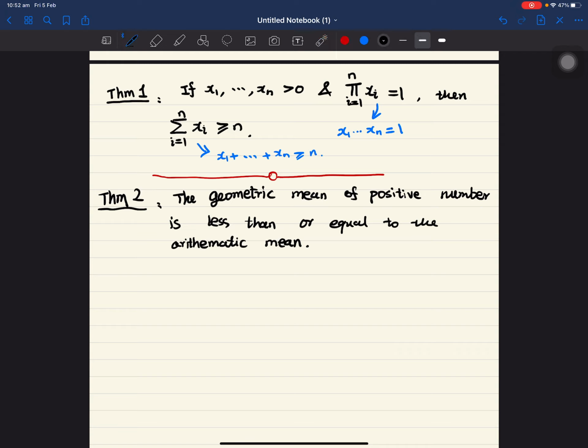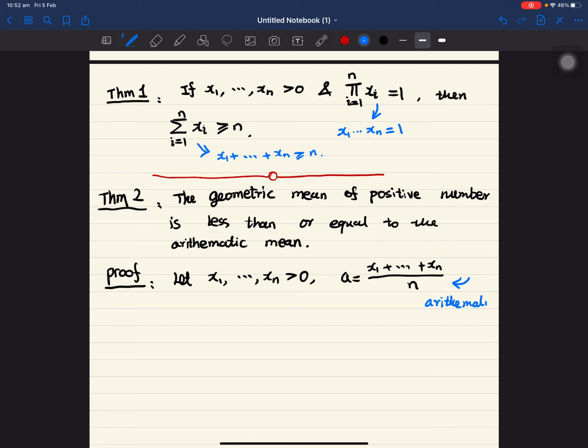So theorem 2: we have shown that the geometric mean of positive numbers is less than or equal to the arithmetic mean. So let's begin. Proof. We let x1 to xn be some positive numbers and define a to be x1 plus all the way to xn, divided by n, and that is our arithmetic mean. And let g be the nth root of x1 to xn, and that is our geometric mean.